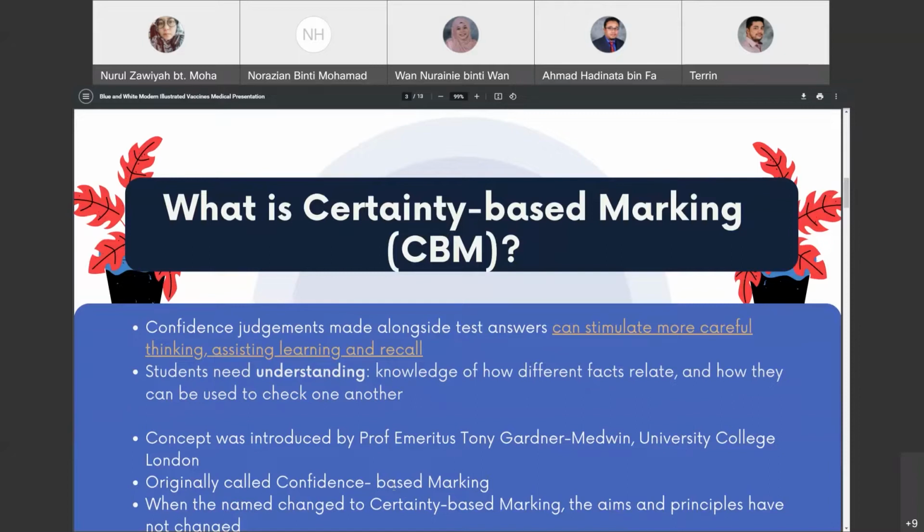Probably they found that judging certainty is better. Certainty is a degree of knowledge. Like, how confident are you? How sure are you of this knowledge?